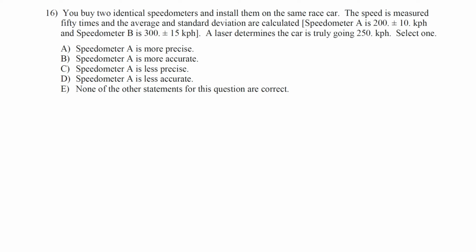You buy 2 identical speedometers and install them on the same race car. The speed is measured 50 times and the average and standard deviation calculated. Speedometer A is 200 plus or minus 10 kilometers per hour, and speedometer B is 300 plus or minus 15 kilometers per hour. A laser determines the car is truly going 250 kph. Select one. Okay, so we have to understand accuracy and precision for this.